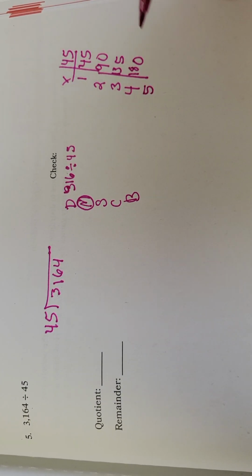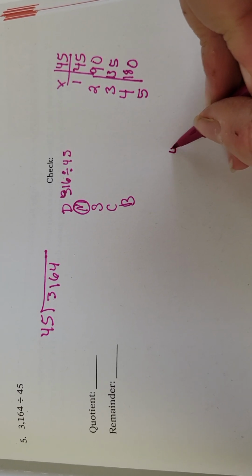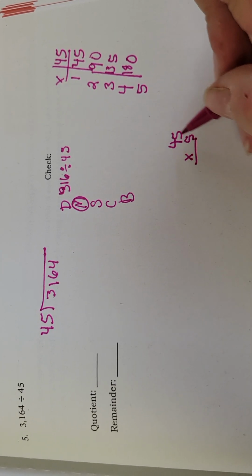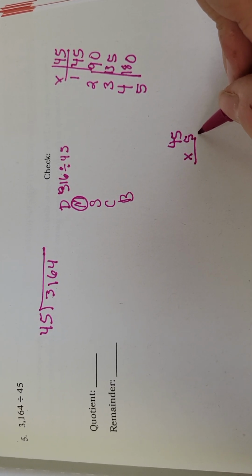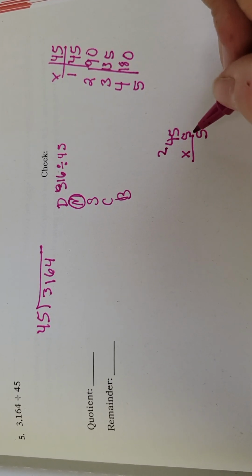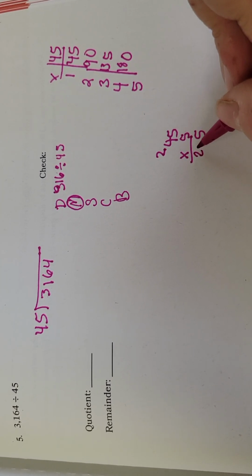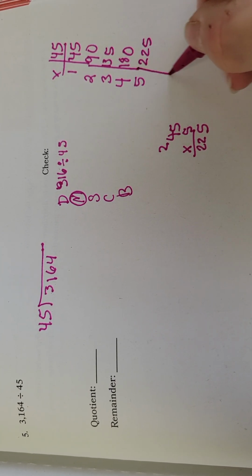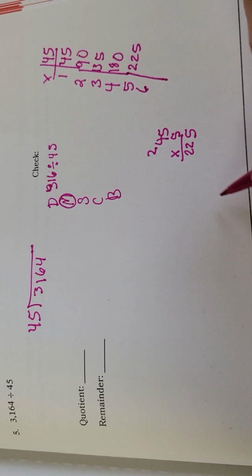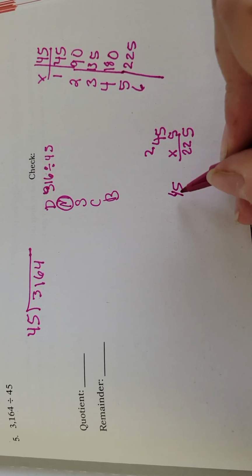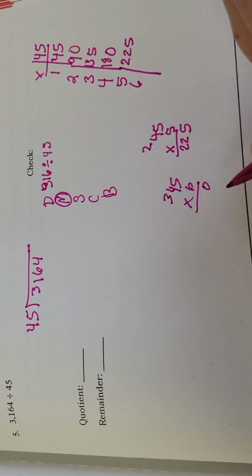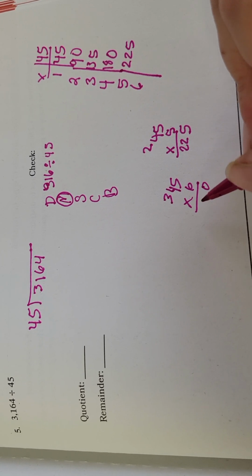5 times 45. And if you can't do this in your head, make sure that your students are writing it out to the side. We make a lot of small mistakes when we do it in our head as well. 5 times 4 is 20, 22. Okay. 45 times 6 is 30, 24, 26, 27, 28.